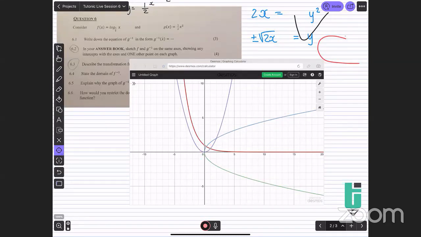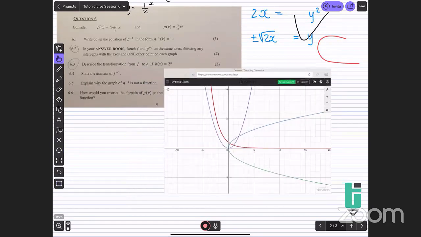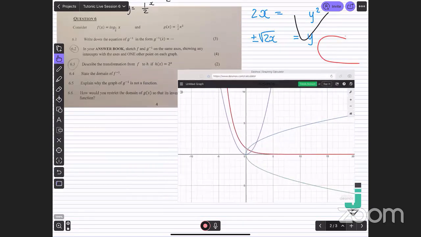And since there's no other y-intercept and no other x-intercept, they say show any intercepts and one other point on each graph. That's easy, right? You sub in 5 and you get a y value. Okay, you guys fine with that? Now, what do you think about this one, Amaro?